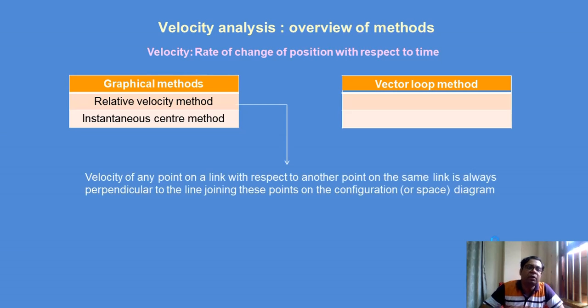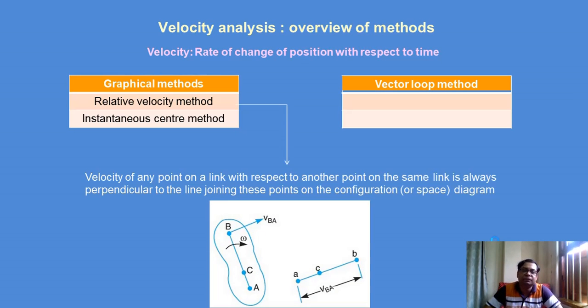Regarding the relative velocity method, we know that the velocity of any point on a link with respect to another point on the same link is always perpendicular to the line joining these points on the configuration or space diagram. For example, I have a figure over here. On the left-hand side, an arbitrary shape is there. Points A and B indicate that with respect to a static point A, point B has a rotary or oscillatory type of motion.